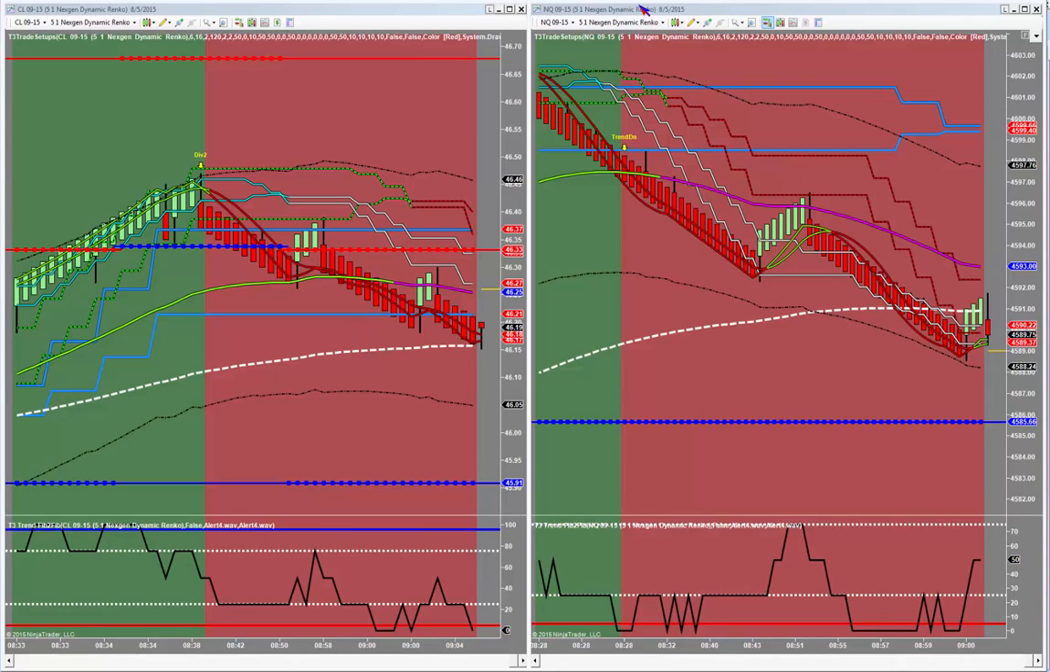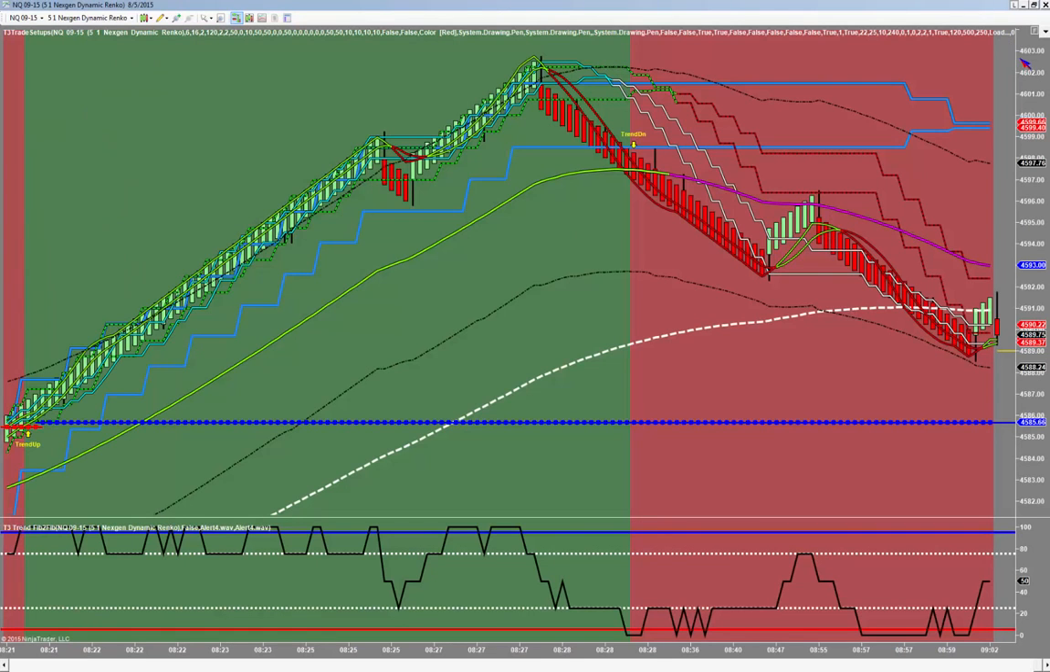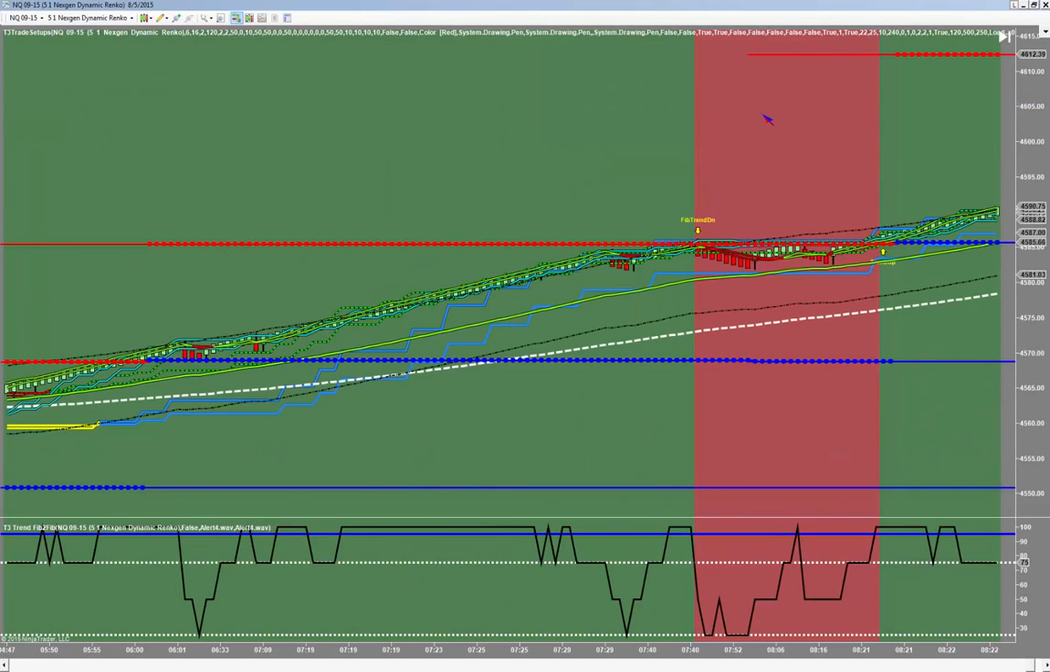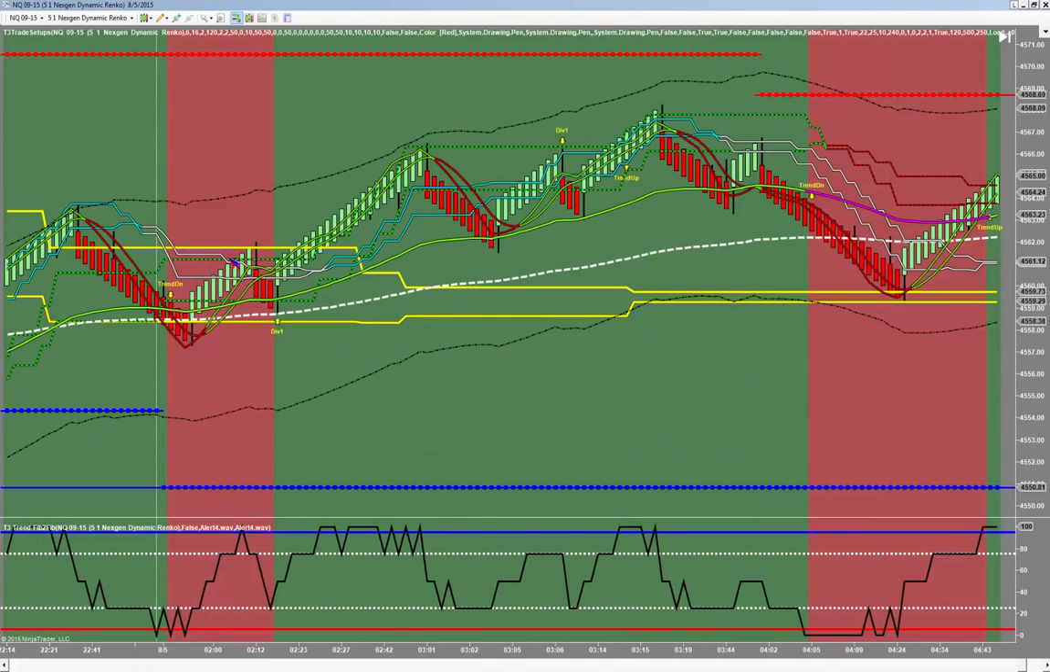All right, so here's what we're going to be looking at. We'll start off with the NASDAQ. Okay, and we'll go back to earlier today. All right, so here's midnight. All right, and here is a breakout to the upside.